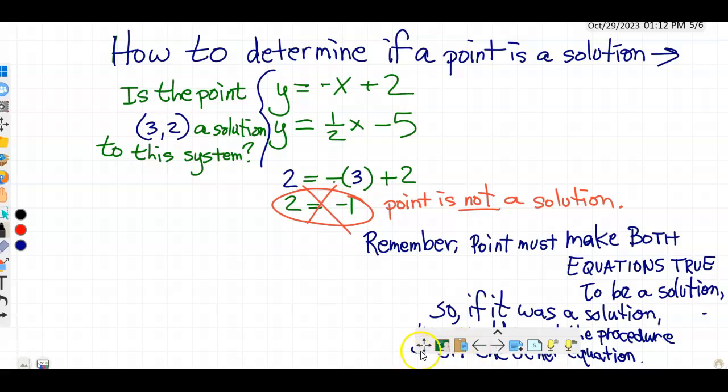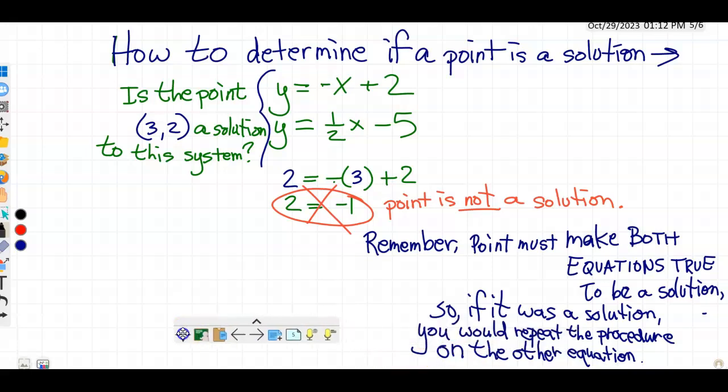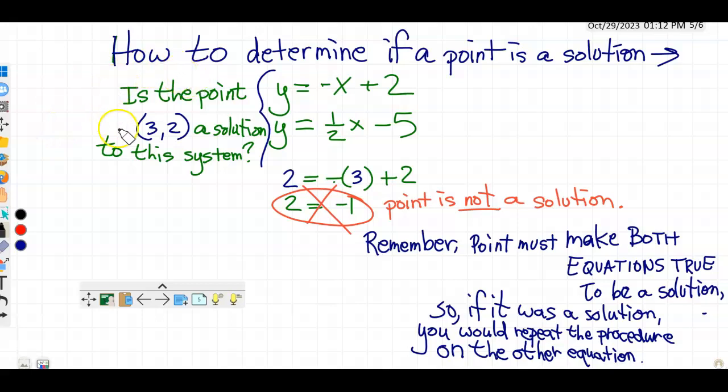Okay. Here in this slide, I'm going to walk you through how to determine if a point is a solution. Okay, so here's the question, is the point 3, 2 a solution to this system? Here's the system. Okay, so look what we do. We take the y coordinate and we substitute it right there for y. We take the x coordinate and we substitute it right there for x, and then we evaluate what we've got.